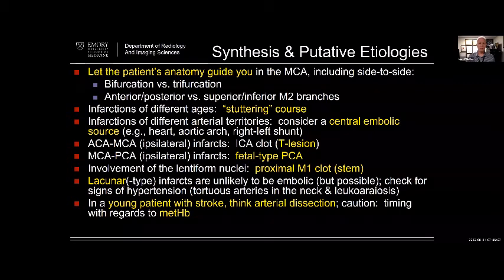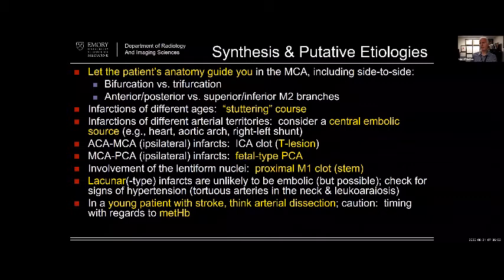Infarcts at different ages, think about a stuttering course, classically central embolic disease, different arterial territories, again, central embolic source, that kind of stuff. ACA, MCA is a T lesion, you saw an example of that. MCA, PCA, typically a fetal type PCA with a clot going across it. If you involve the lentiform nucleus in the infarct, a large artery territorial infarction, typically you have the clot in the stem of the M1.